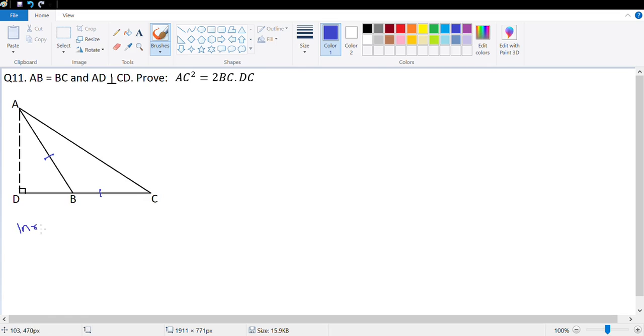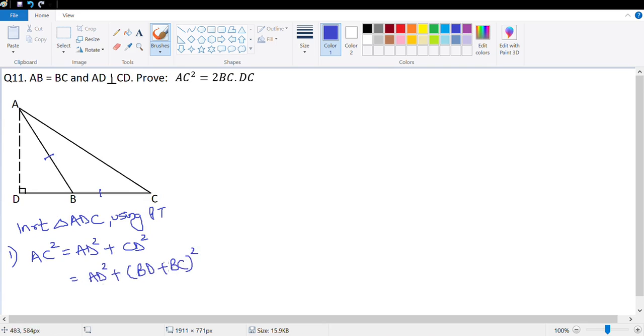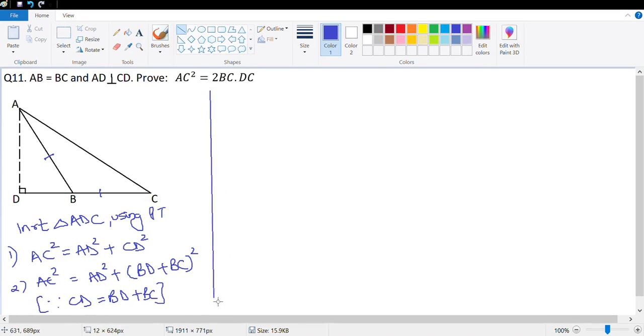So in a right triangle ADC, using Pythagoras theorem, we have AC square is equal to AD square plus CD square. Now CD is nothing but BD plus BC, so let's replace CD with BD plus BC whole square. Reason for this, since CD is equal to BD plus BC. So that's all we've done till now. Let's open this bracket and see where does this lead us.